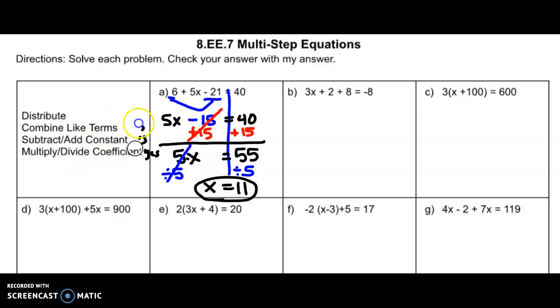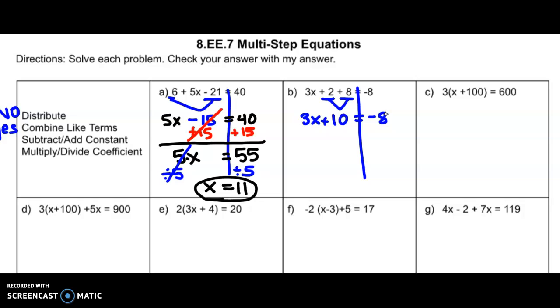So I'm going to do my steps again for part B. So B, I have 3x plus 2 plus 8 is equal to -8. The first thing I want to do is check if I need to distribute. And in this one, nope, I do not need to distribute. The next part would be to combine any like terms. And yes, I do have like terms. I have 2 and I have 8. So I'm going to combine those. 2 plus 8 is going to be 10. And I'm going to bring down my 3x. And since 2 plus 8 was a positive 10, I'm going to do plus 10.